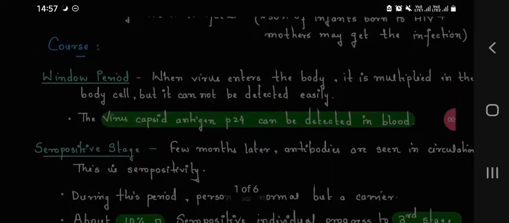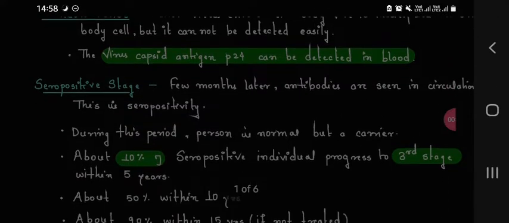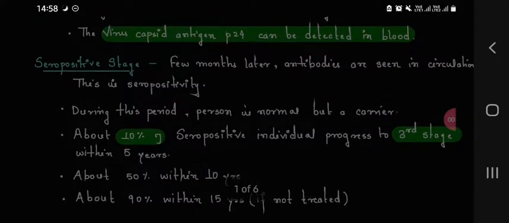Course: window period. When the virus enters the body, it is multiplied in body cells, but it cannot be detected easily. The virus capsid antigen P24 can be detected in blood. Seropositive stage: a few months later, antibodies are seen in circulation. This is seropositivity. During this period, the person is normal but a carrier.